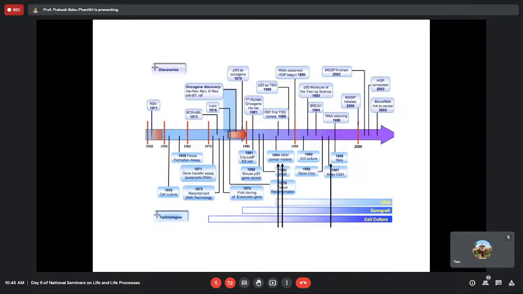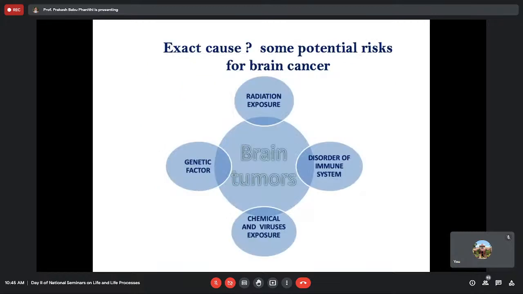So these are some of the genes that are expressed in all these tumors. So many genes are there, and so many pathways are operational in these tumors. Now, the exact cause is not known. People may attribute it to radiation exposure, some genetic factor or disorder of the immune system, or exposure to different varieties of chemicals or viruses. So these are the possible causes. One cannot pinpoint that a particular cause is responsible.